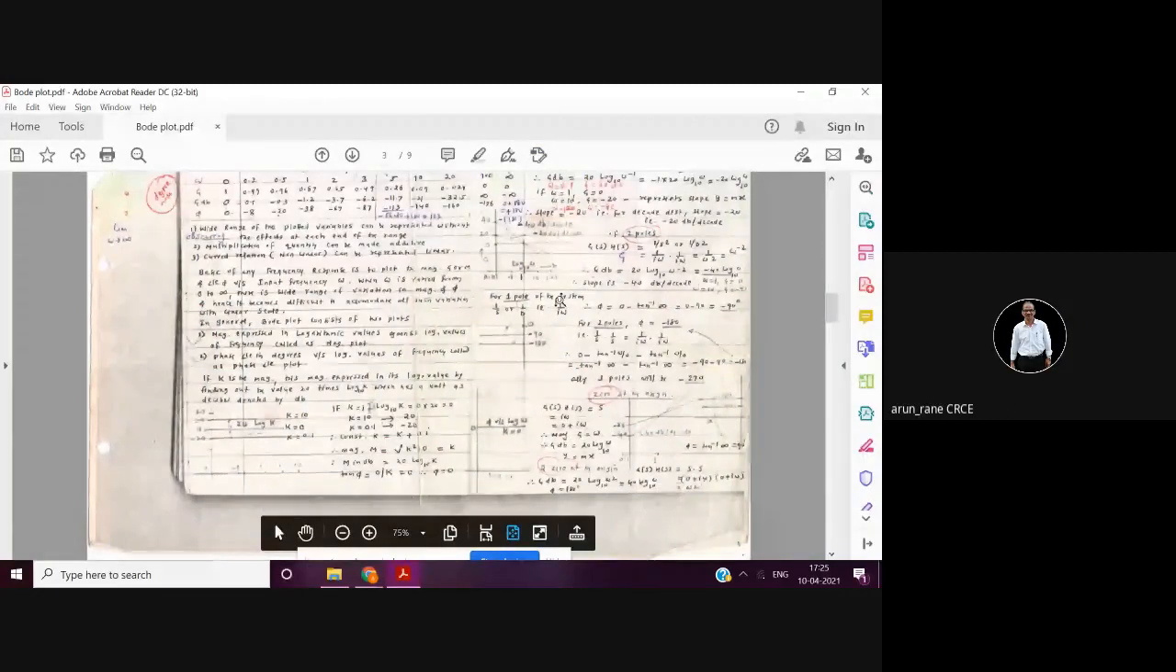Okay. So what I was telling, see now if it is 1 upon s, then it is like this. If it is 1 upon s square, it will be like this. If it is s, then it will be like this. If it is s square, it will be like this. These are the magnitude plots. So this is pole at 0, at origin. This is pole at origin.